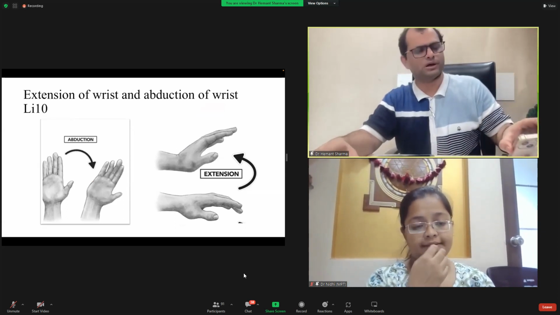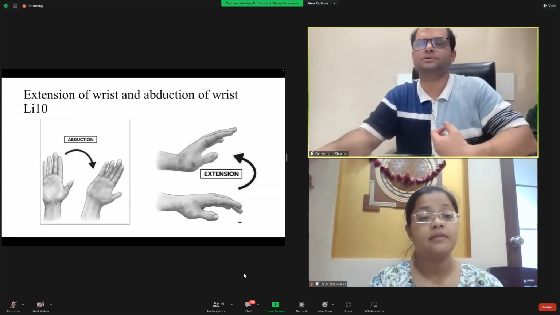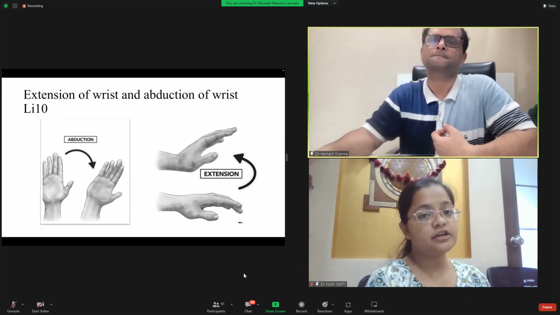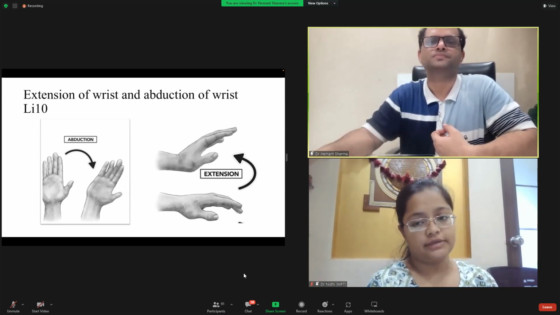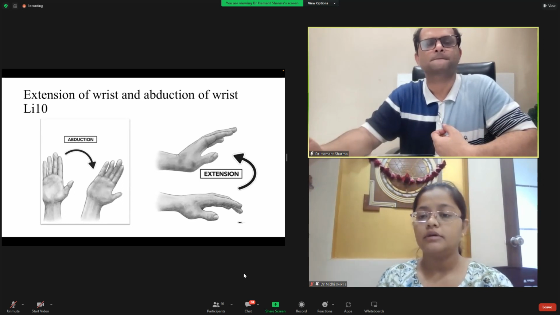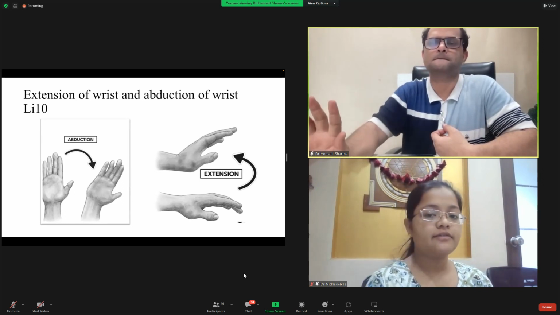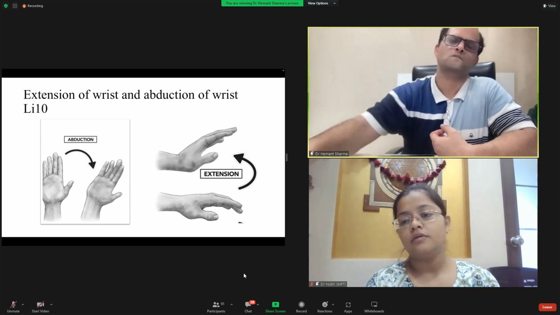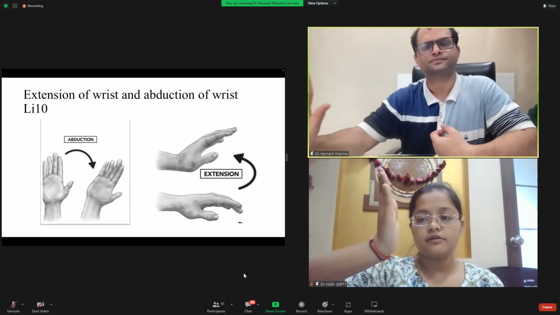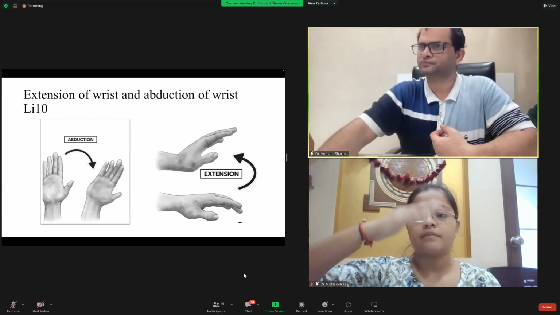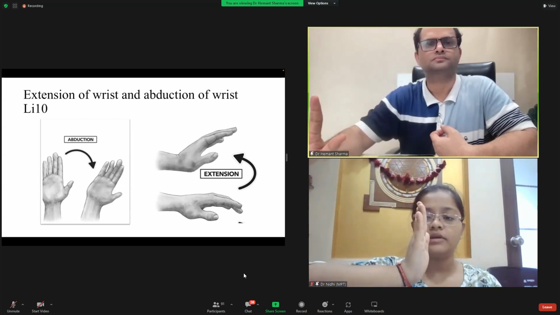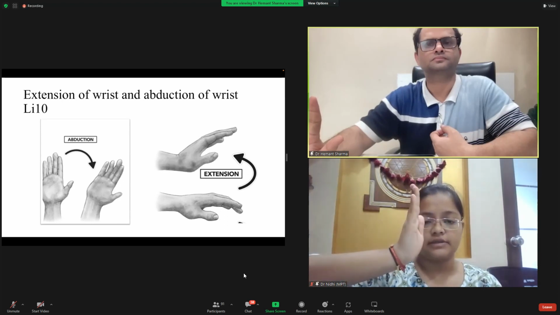Now we are moving to the next movement of the wrist. Now the extension of the wrist and the abduction of the wrist. So in the picture you can see what is the flexion and extension of the wrist. So this is the extension of the wrist, when your palm goes upward. Okay, this is the extension of the wrist.